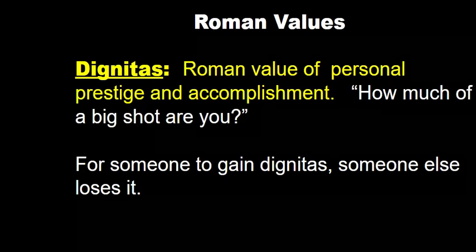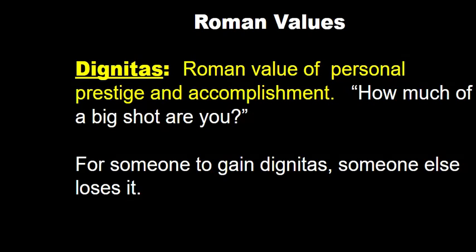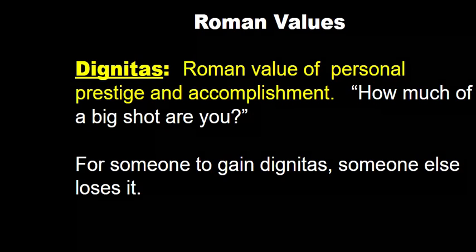You can go ahead and get it through public works. You can do it by commissioning art. You can do that through victory as a Roman leader in their army. We'll deal with the army in another lecture. But dignitas was one of the most important things. It kind of ties to dignity, but it goes beyond that.